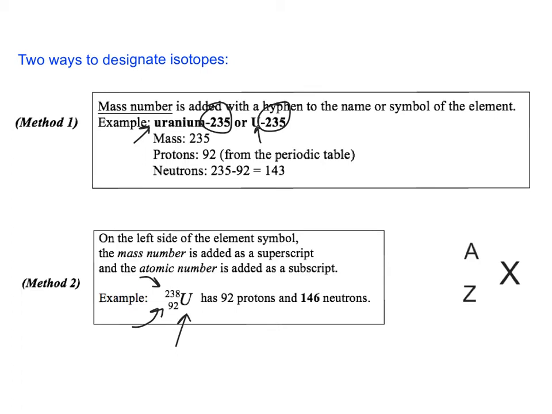Now, sometimes we're going to give you one where we don't even give you the atomic number. Maybe we just give you U-238, just like this. But here's the beauty of it.